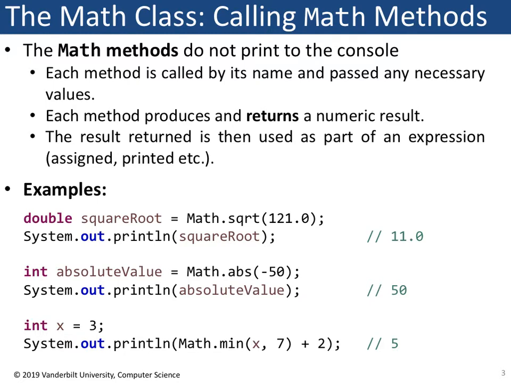The Math.min method is going to find the minimum value between the variable x and 7. The variable x contains the value 3, so 3 and 7. 3 is lower than 7, therefore Math.min will return 3. Then the next operator in precedence would be the plus, so we would do 3 plus 2, which results in 5. 5 is the result of this overall expression. 5 is then passed to the println statement, which is shown on the console.